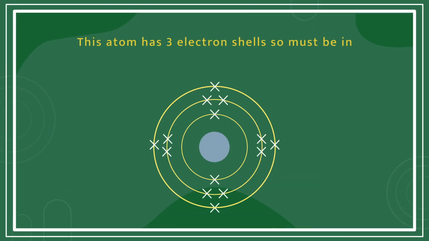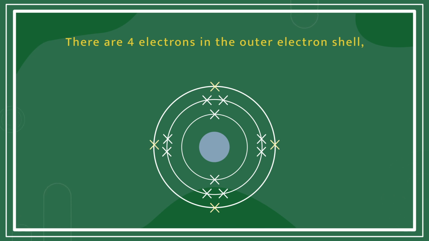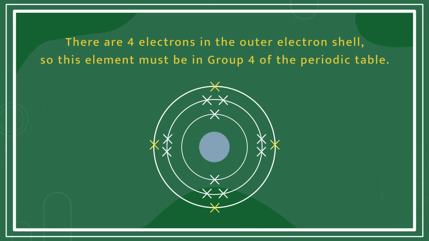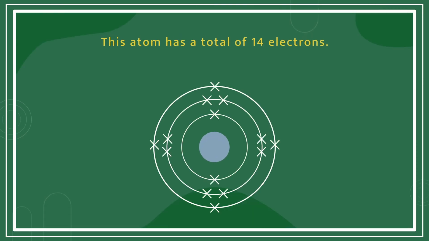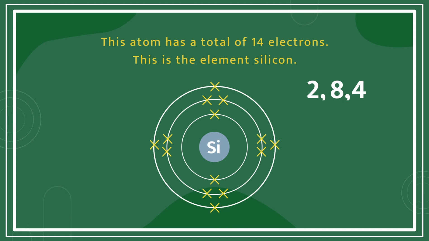This atom has 3 electron shells, so this element must be in period 3 of the periodic table. And there are 4 electrons in the outer electron shell, so this element must be in group 4 of the periodic table. This atom has a total of 14 electrons. This electronic structure is for the element silicon.